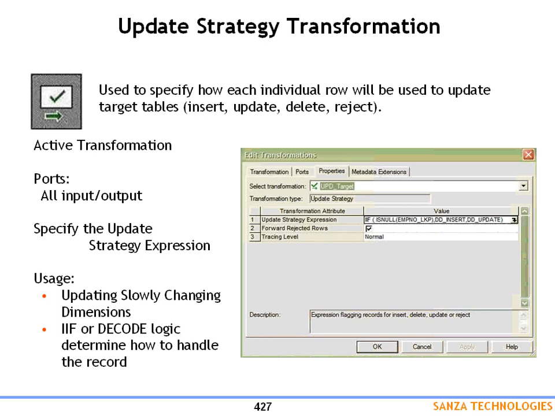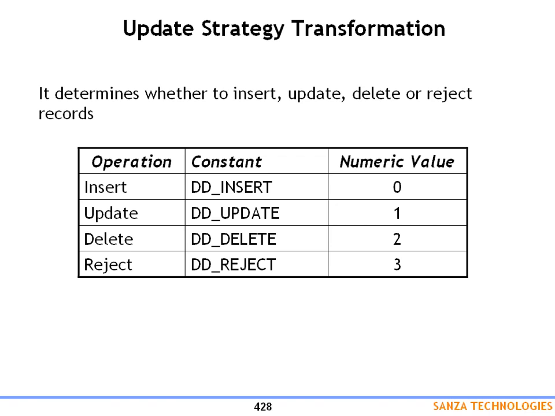So the purpose of update strategy transformation at runtime is it will mark the record to insert the data into the target table, or update the data, or delete the data, or reject the data in the target table. You need to only specify DD_INSERT or DD_UPDATE or DD_DELETE or DD_REJECT. Or you need to specify a numeric value, like a filter condition, an update strategy condition. You specify DD_INSERT, that's all.